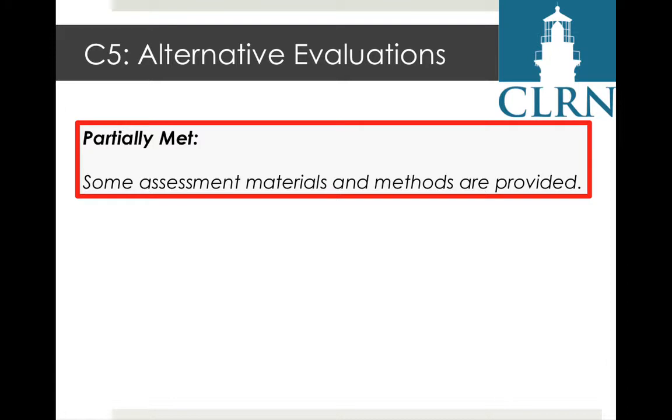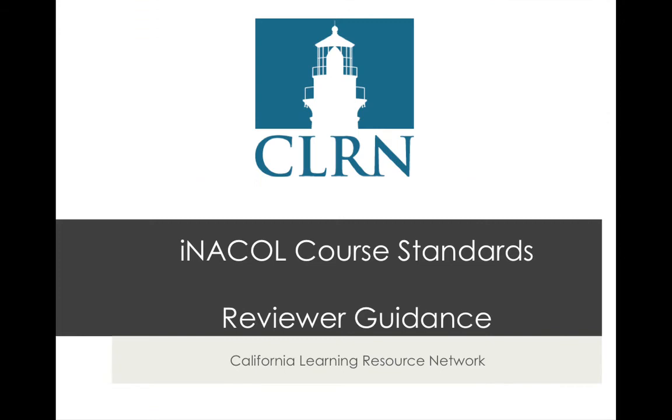The key to standard C5 is to determine whether there are any alternative or supplemental assessment materials. Using both your experiences taking the course and the publisher-supplied evidence, determine whether there were a variety of extra materials and methods. If there are, this standard is fully met. If not, your suggested partially met comment is: some assessment materials and methods are provided. This concludes the CLearn tutorial on Section C, Student Assessment.